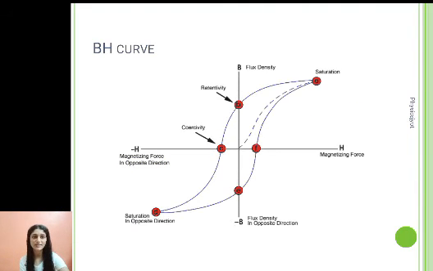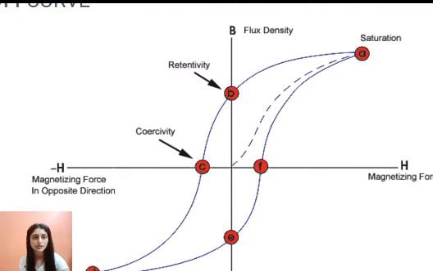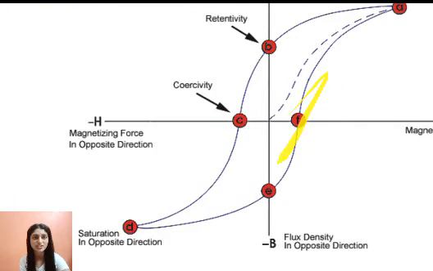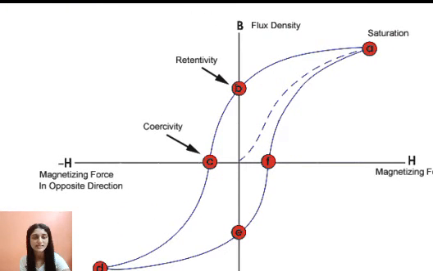BH curve. Your BH curve looks something like this. We are changing H and noting down the variation of flux density. Here you can see this value. This value is of B when H is equal to 0. So that is retentivity or remanence.